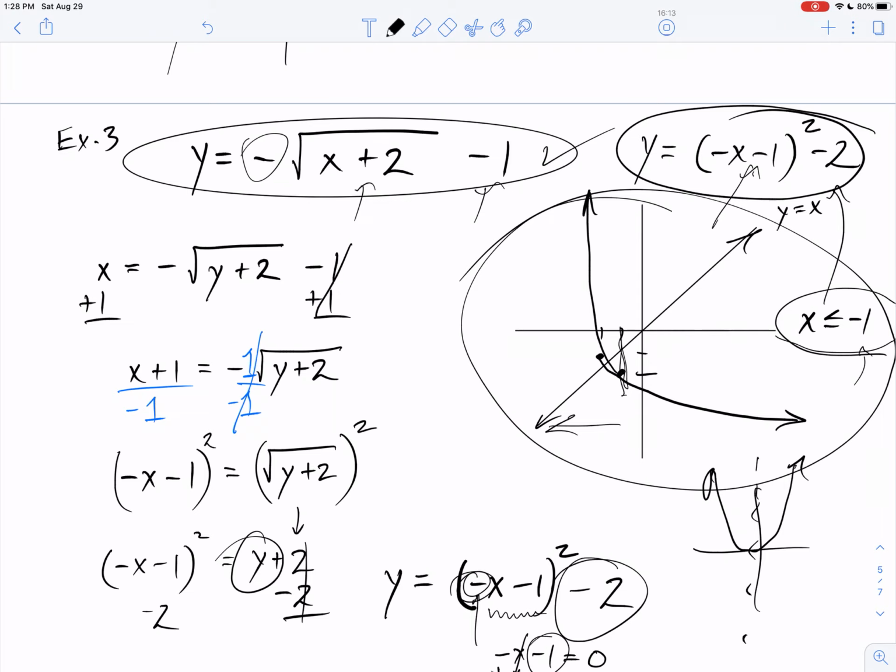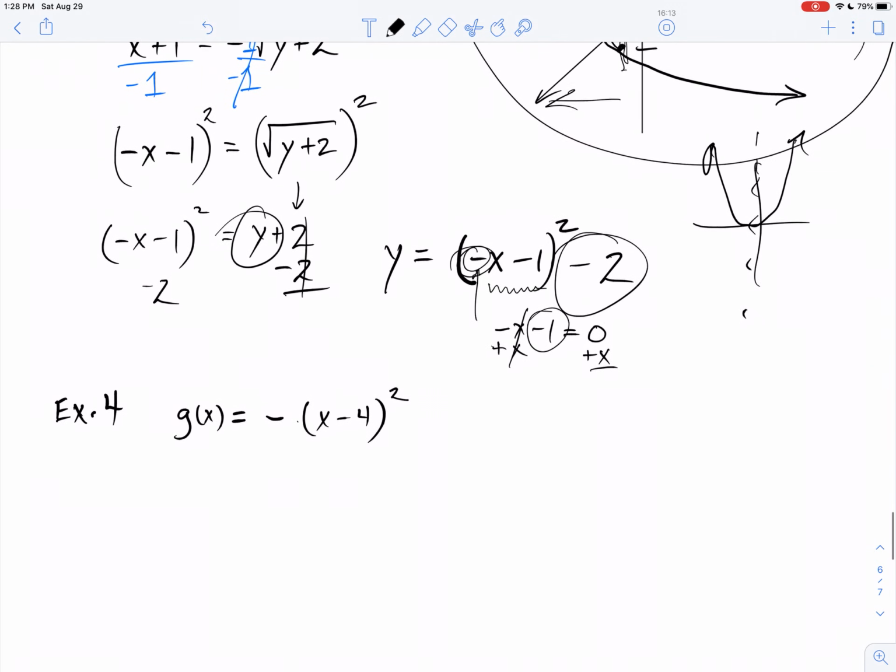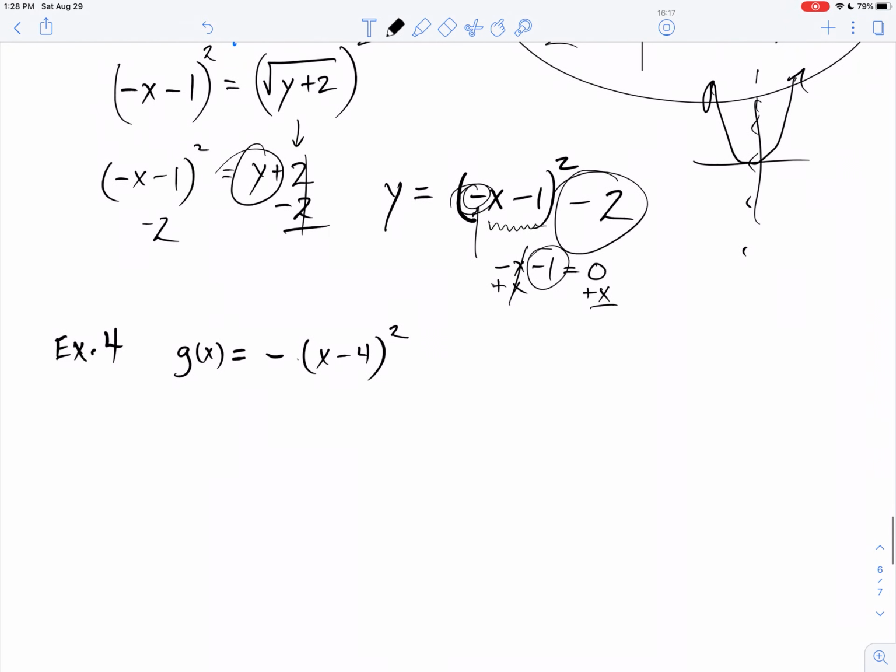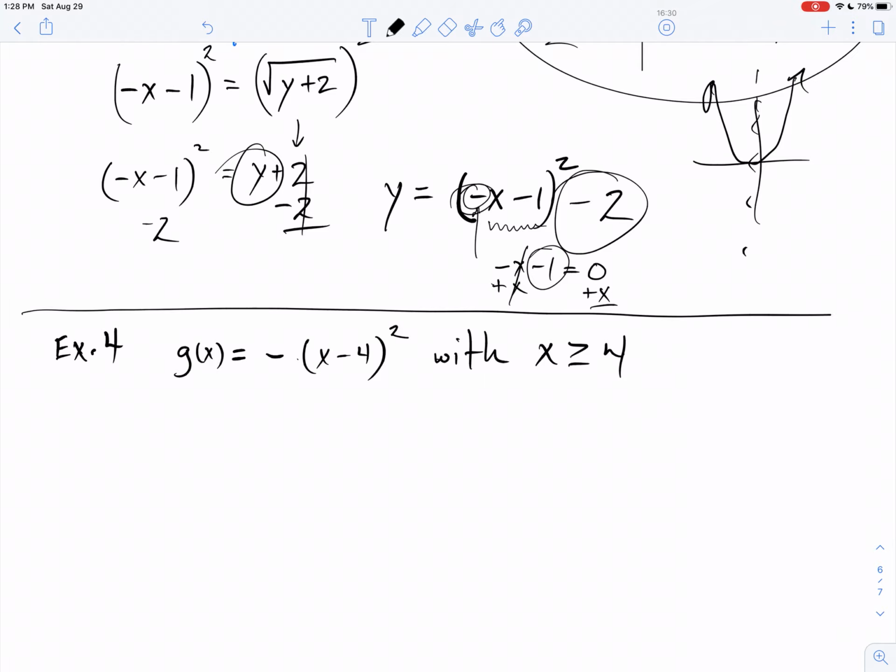You can rewind it. So let's go down here. See this guy right here? This is the question, with the following restriction. With this as a restriction.